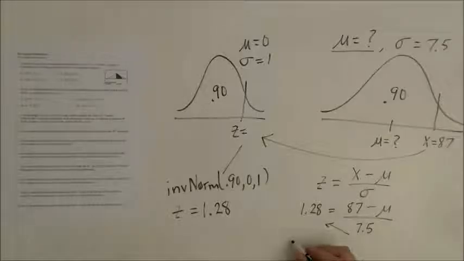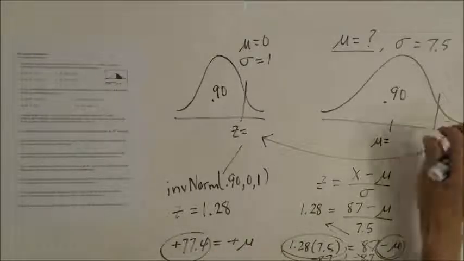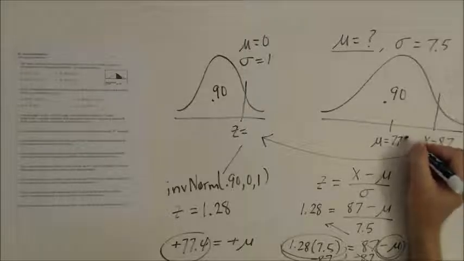Cross-multiplying by 7.5, we're left with just 87 minus mu on the right side of the equation. Subtracting the 87 from both sides of the equation, making the calculation on the left, we find that a value of negative 77.4 is equal to the value of negative mu on the right side of the equation. Thus, we find that mu is approximately 77.4. Our distribution is centered at 77.4.